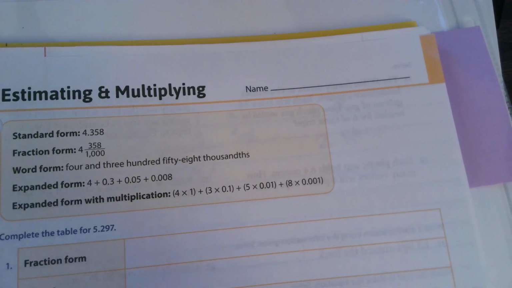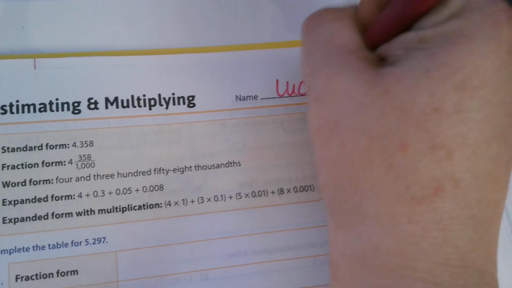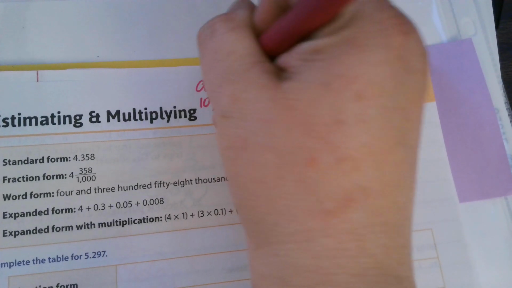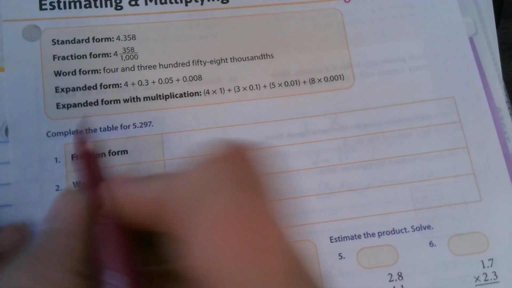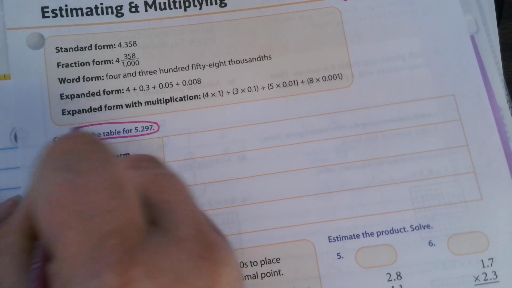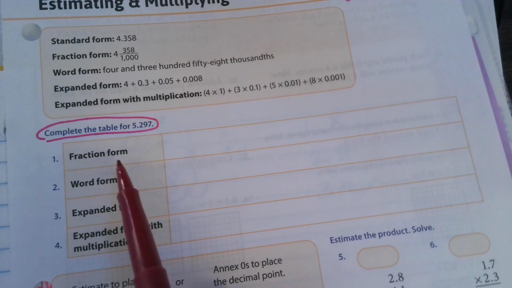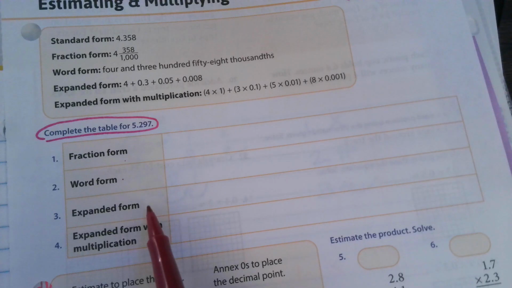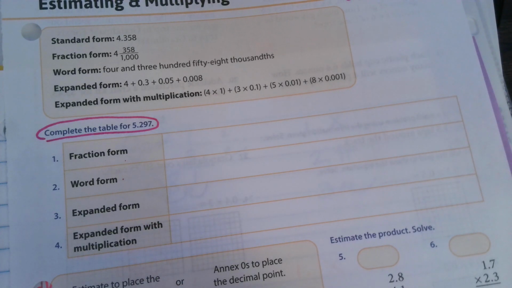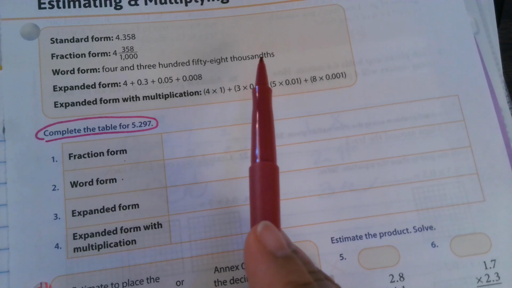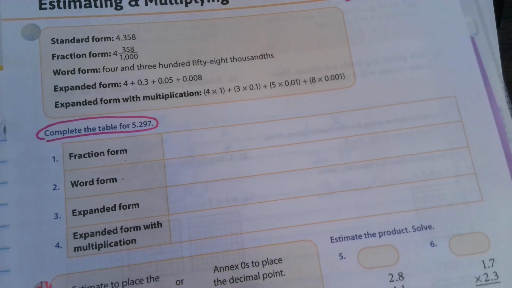All right, so let's take a look at this. Go ahead and put your name at the top. This is due, guess what? Tomorrow. Now, for this first section, go ahead and circle these instructions here. You're going to take this decimal and write it in fraction form, word form, expanded with multiplication. Now, they gave you an example up here. I think that you'll be fine on this, okay? So I'm going to leave you with that.